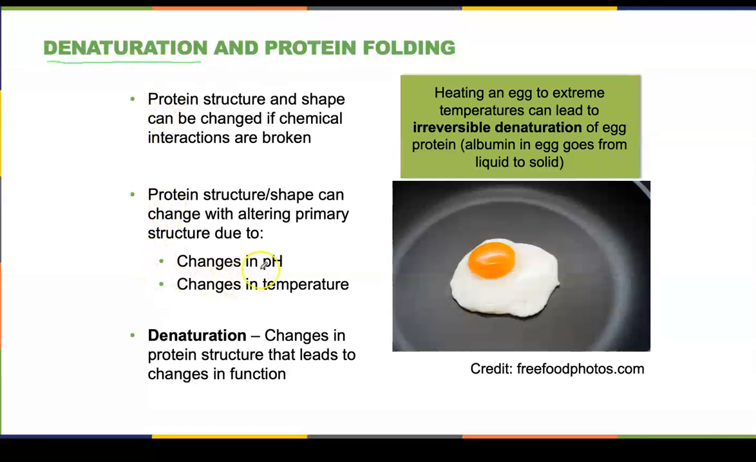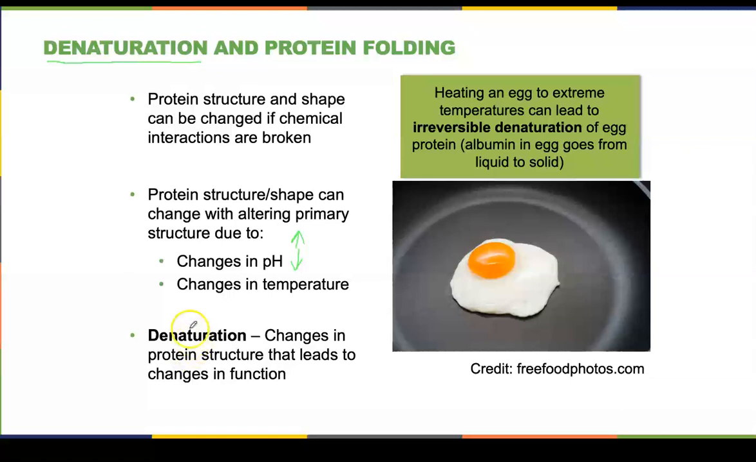One way we can change a protein's shape is by changing the pH of the solution it's in. So we could either add or we could remove hydrogen ions. We could, in other words, lower the pH, or we could increase the pH. And changing either of those can change the ability for ionic interactions to occur, because the charges on R groups may change depending on whether the pH of the solution they're in is low or whether the pH is higher.